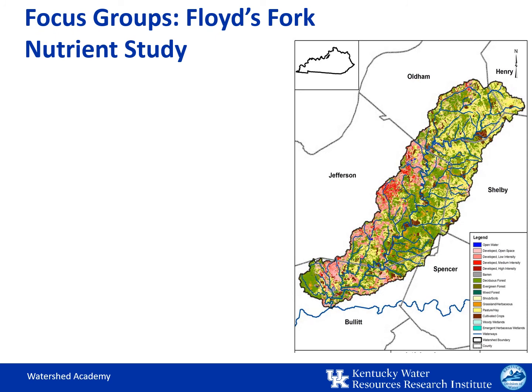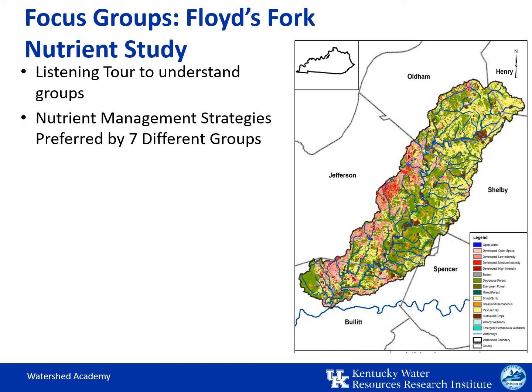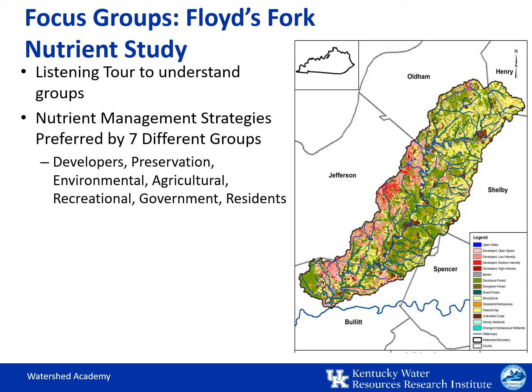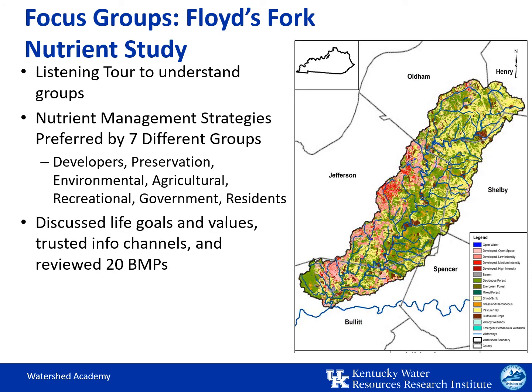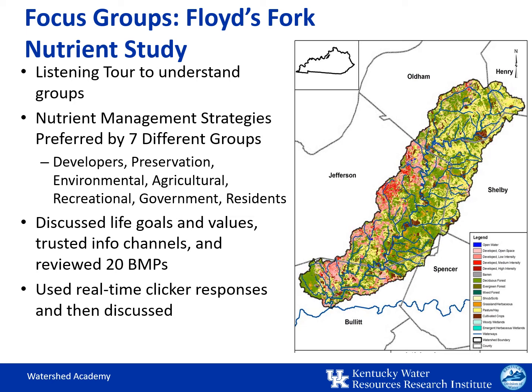As an example of a focus group, in 2012 to 2013, a study was conducted by KWRRI and funded by the Division of Water to understand stakeholder views about nutrient management in the Floyd's Fork watershed in the Salt River Basin. This study began with a series of listening sessions to understand the perspectives and compositions of different groups, and then focus studies with the groups to determine their preferences on various nutrient BMPs, as well as life goals, values, and trusted information sources. 7 different stakeholder groups emerged from the listening sessions, including developers, preservation, environmental, agricultural, recreational, government, and residents. During the focus sessions, real-time feedback was provided on various issues, and then the group discussed their answers.